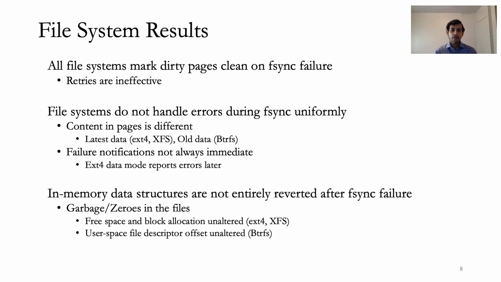So in ext4 and XFS, the free space and block allocations remain unaltered, much like the page content, and you end up with blocks belonging to your file that don't have the data you wrote to it. With Btrfs, although reverted, the file descriptor points to an offset ahead of the file, so you end up with a hole for that skipped region.